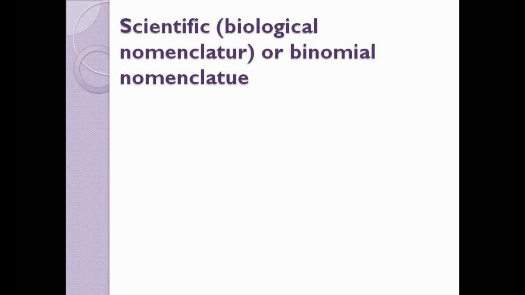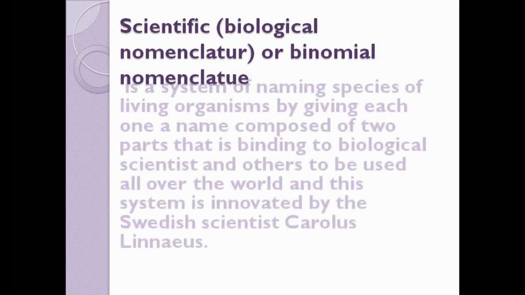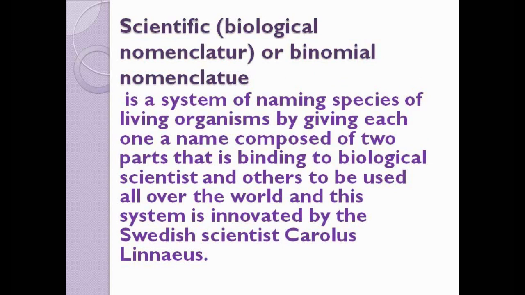Scientific biological nomenclature, or binomial nomenclature, is a system of naming species of living organisms by giving each one a name composed of two parts that is binding to biological scientists and others to be used all over the world, and this system was innovated by the Swedish scientist Carolus Linnaeus.